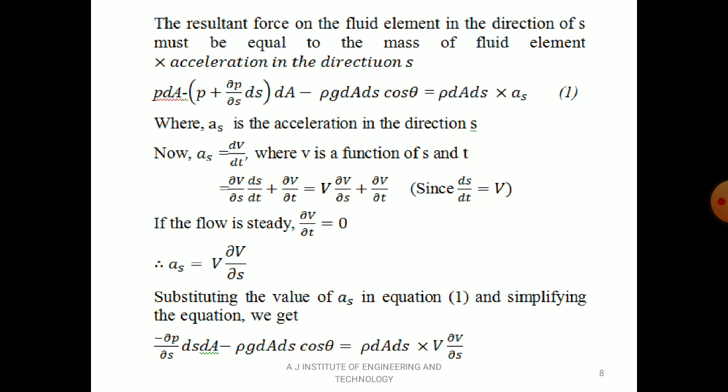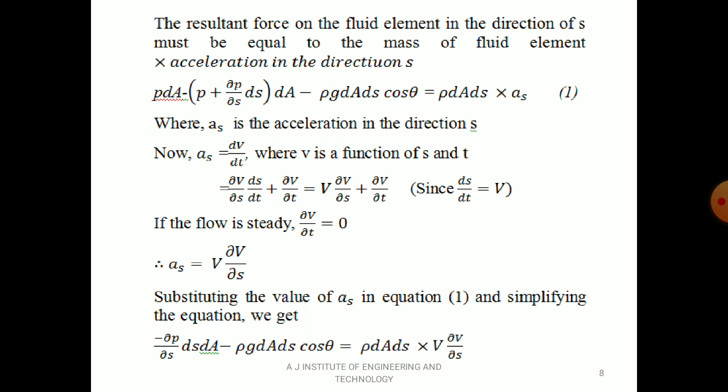You can resolve that force into two components. Upon resolving, we consider the cos theta component along the direction of S. So rho g dA ds cos theta equals rho into dA ds into as. Mass can be obtained by multiplying density by volume. Volume is dA into ds, and density is rho. So rho into dA ds into as, where as is the acceleration in the direction S.